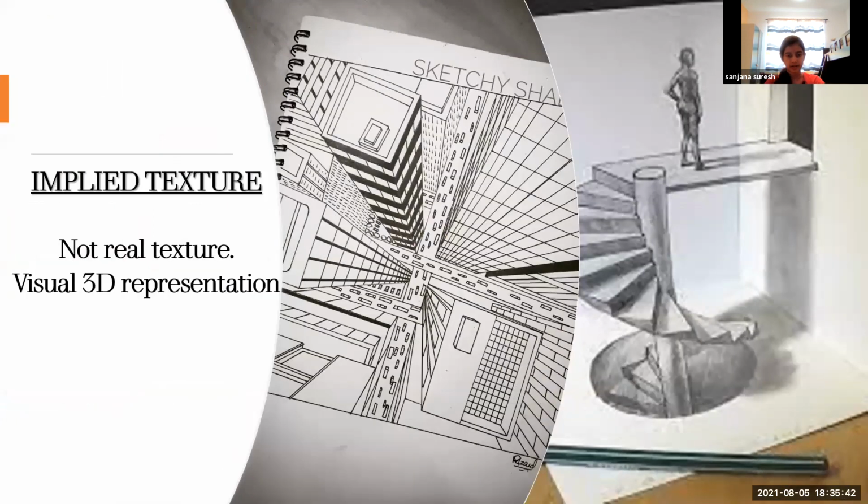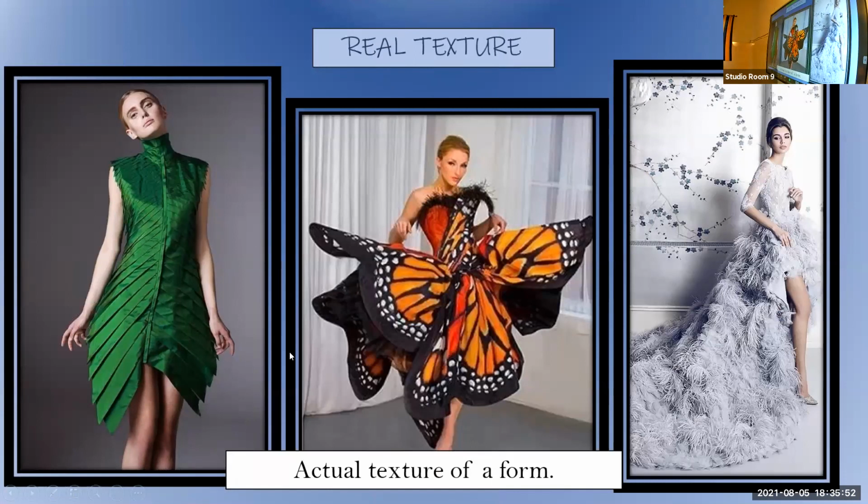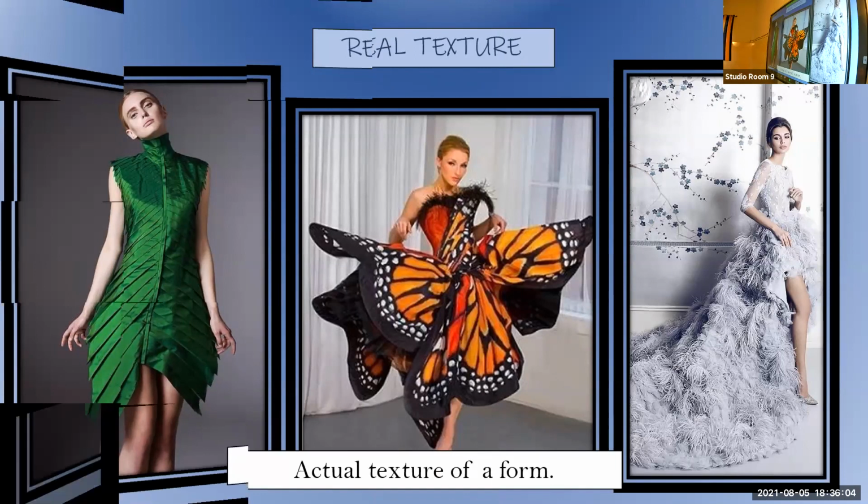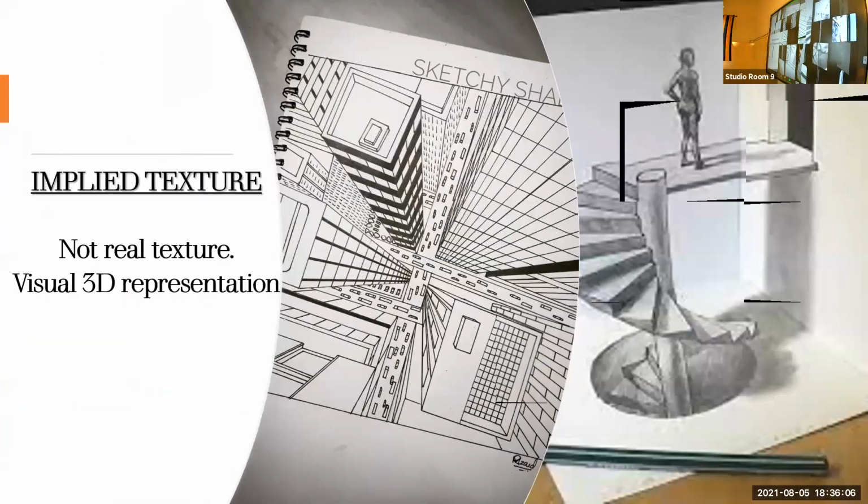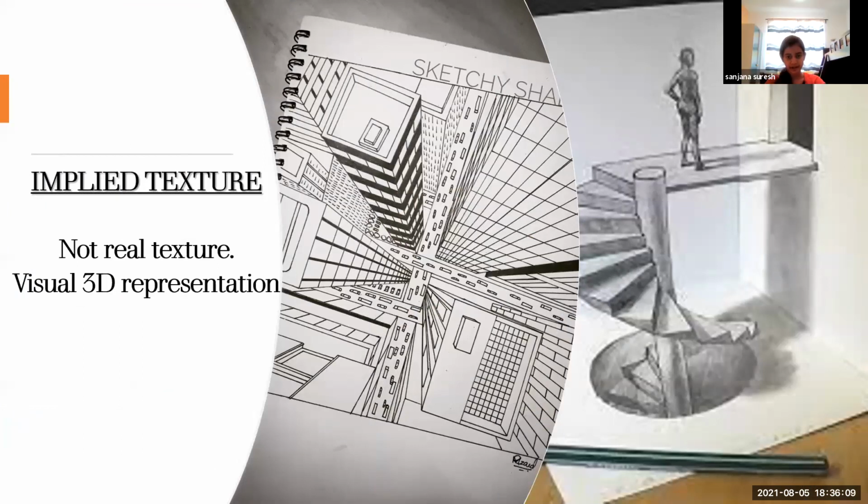Implied texture is something that is three-dimensional. One minute. The third image, no. It's not actually fur. It's ostrich feather. I'm really sorry. It's okay. No, I just cleared it. Okay, it's not fur. It's ostrich feather. That's it. It does have a similar texture. So coming back to the implied texture, it is a three-dimensional visual representation of a figure.